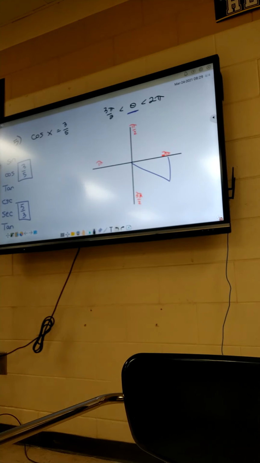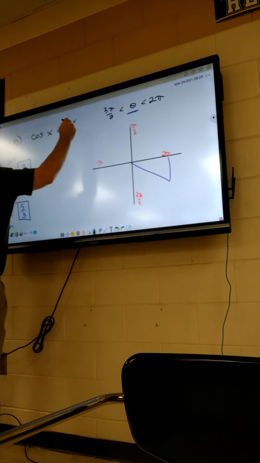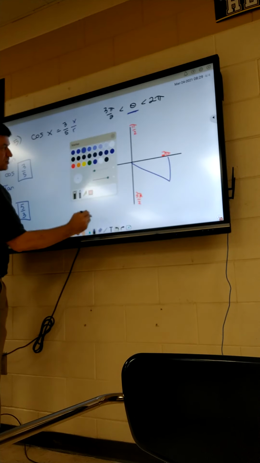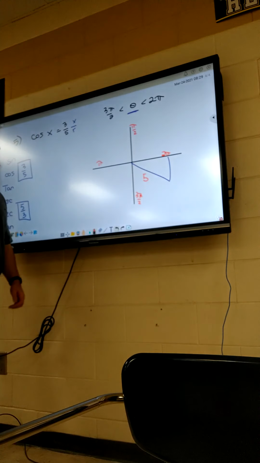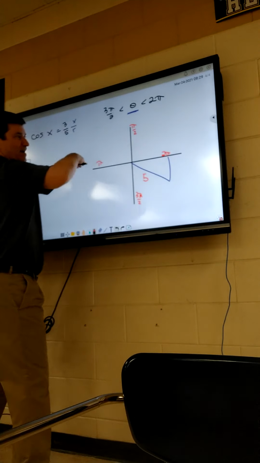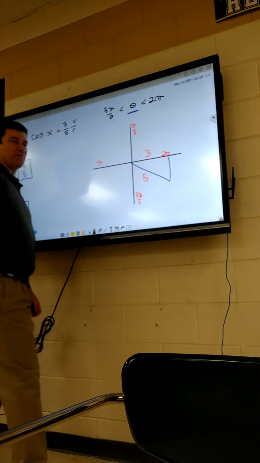All right, so here's your formula. Y'all's formula is X over R. All right, so what does that mean? It means I know the 5 goes on the hypotenuse right there. 3 goes on the x-axis. Guys, the x-axis goes this way. 3 goes right there.